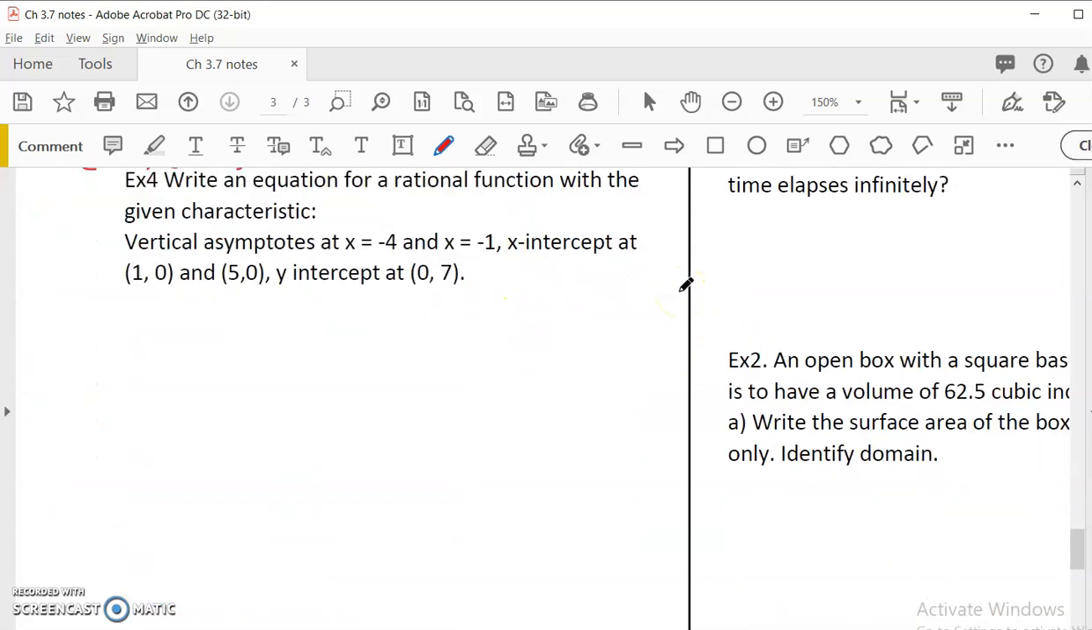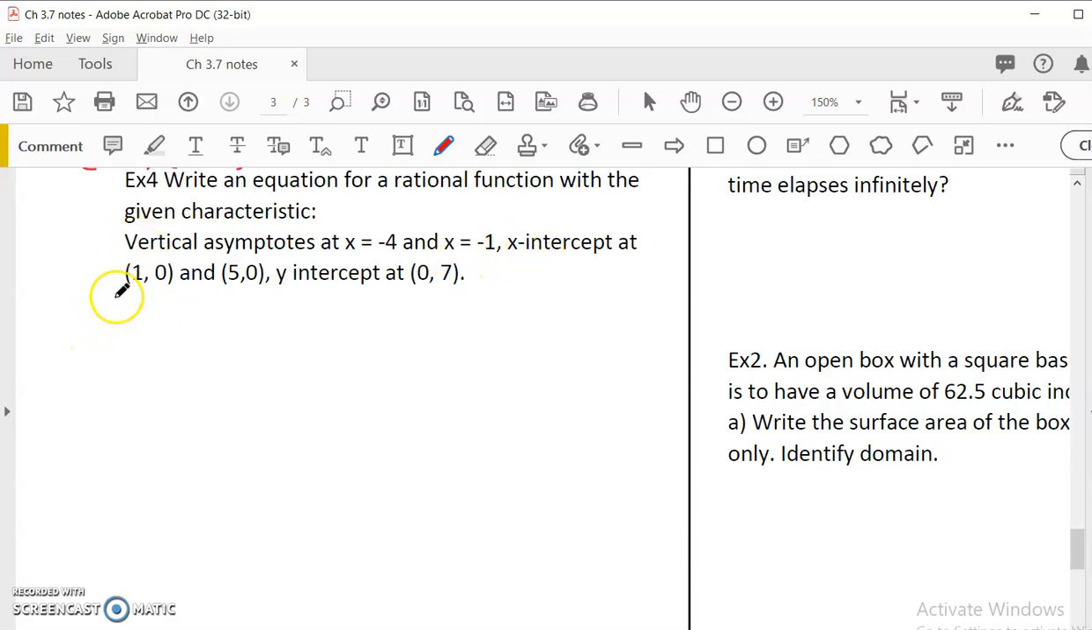The next thing we want to do is to write an equation if someone gives us some information about the graph. Vertical asymptotes are negative 4 and negative 1. X-intercepts are (1, 0) and (5, 0). So we know the vertical asymptotes come from the denominator. X-intercepts come from the numerator.